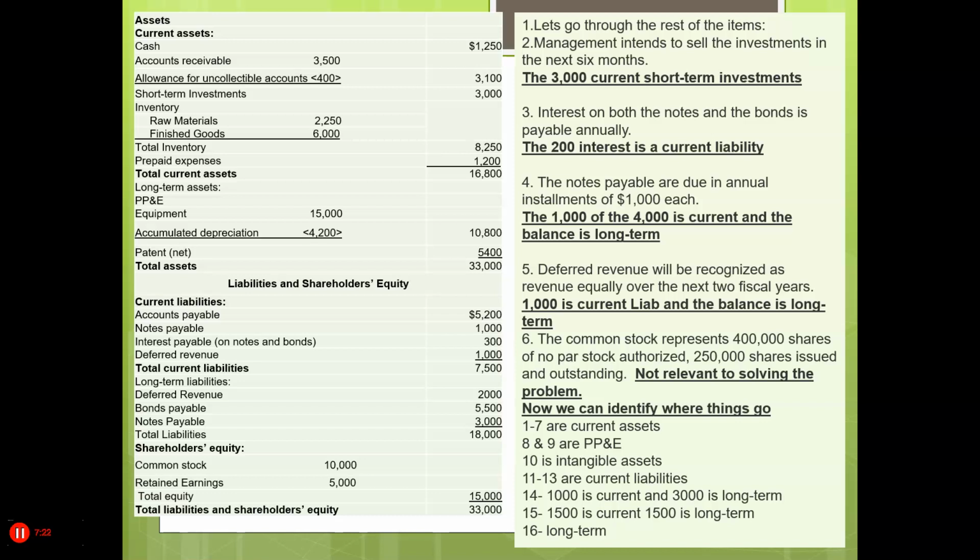Now if you notice, when I finish, I still get total assets at 33,000, and I still get total liabilities at 33,000. It's just that we've moved things around in current assets, and we've moved things around in liabilities and shareholders' equity, but they didn't leave that category. And that completes this presentation.